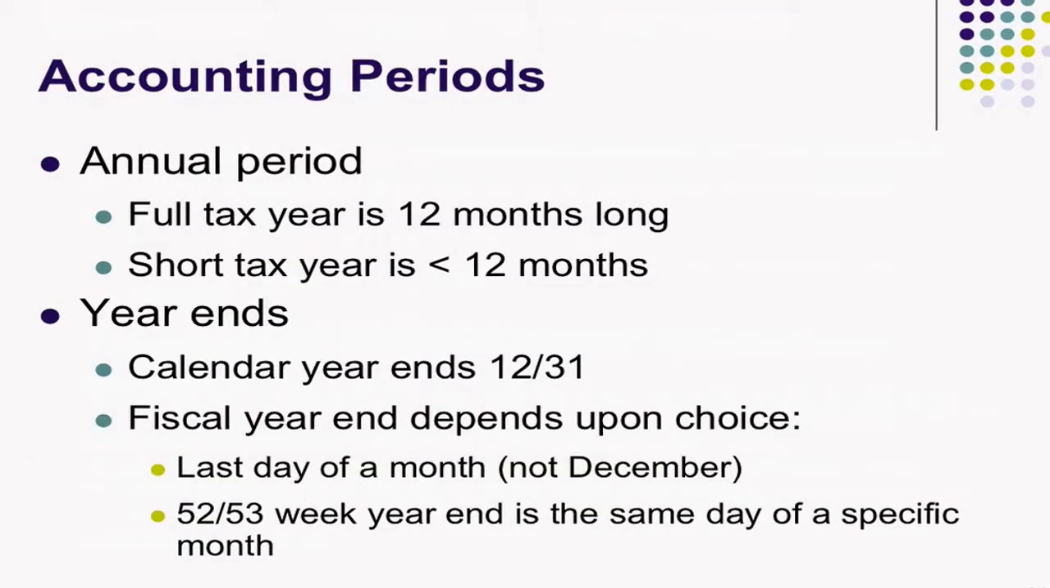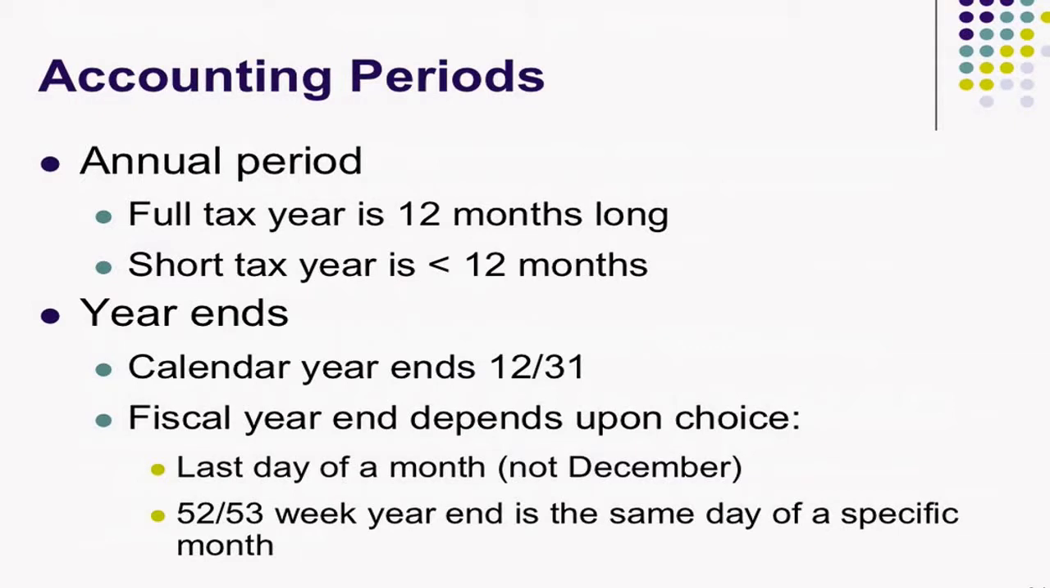Okay, accounting periods. Now I'm getting into the language that you guys know pretty well, so I'm going to start picking up speed a little bit here. An annual period for accounting is 12 months. You can have a short tax year, which is less than 12 months. A calendar year ends on 12/31. I'm not telling you guys anything you don't know. And for a fiscal year, it's the last day of a month, not necessarily December. So that's the accounting periods that you can pick. You can pick calendar year or you can pick a fiscal year, I guess is the long and short of it. And you guys are well aware of that.